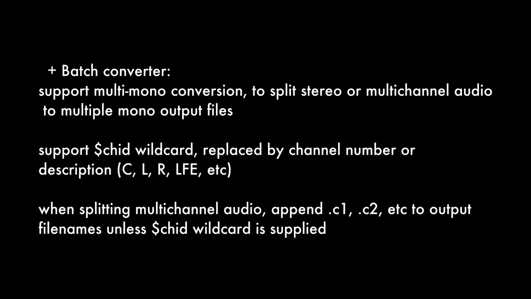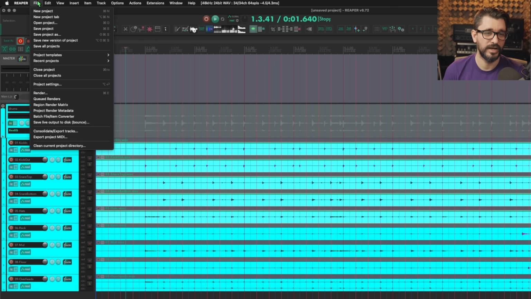Batch converter. Support multi-mono conversion to split stereo or multi-channel audio to multiple mono output files. $CHID wildcard, channel ID replaced by channel number or description. When splitting multi-channel audio, append .c1, .c2, etc. to output file names unless $CHID wildcard is supplied. The batch file converter is found in the File menu.